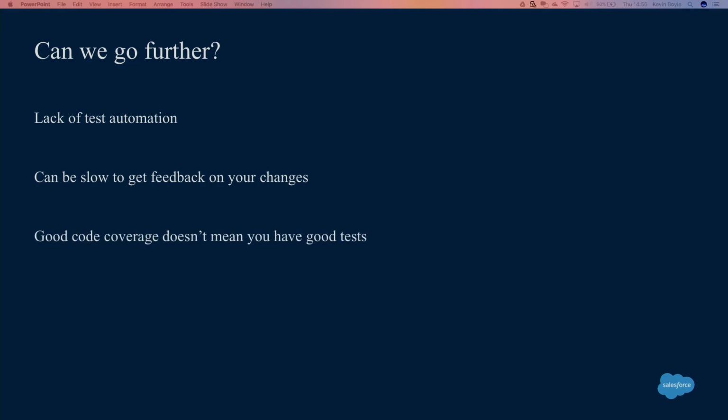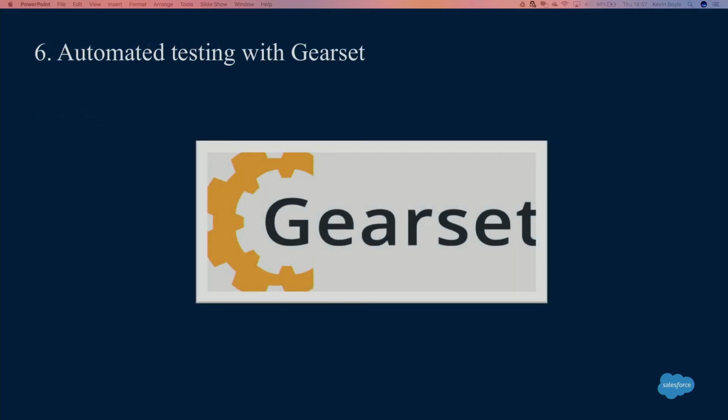I've said this a few times, but good code coverage doesn't mean good tests. What you want is tests that run reliably and test the correct behavior. And as I said earlier, changes made by end users in production can cause failures, and you don't get to find out about that until you come to do a deployment. So really, you want all of these tests to be verifying the code you've written on an ongoing basis, so continuously. What I'm going to show you now is automated testing with Gearset.